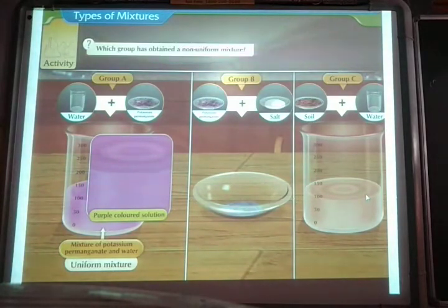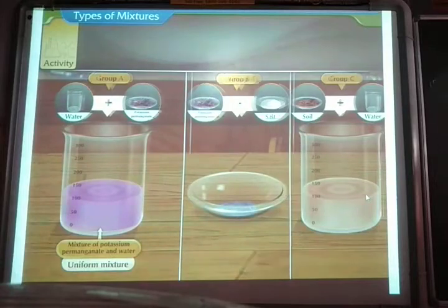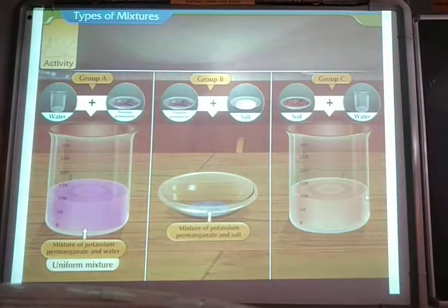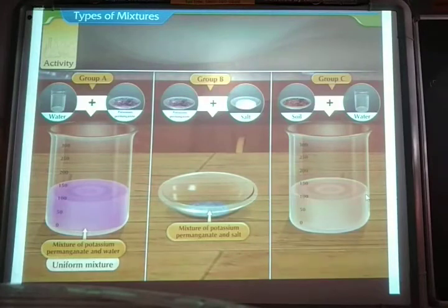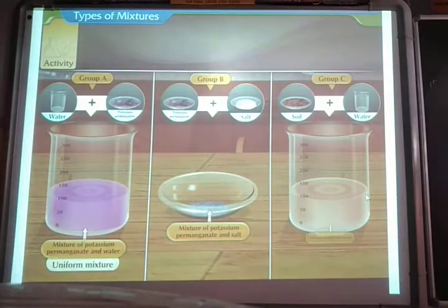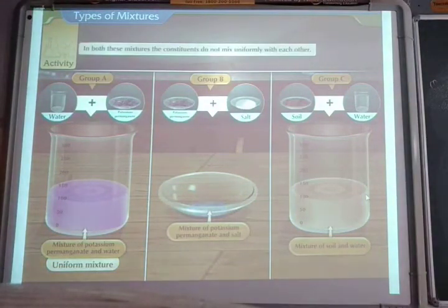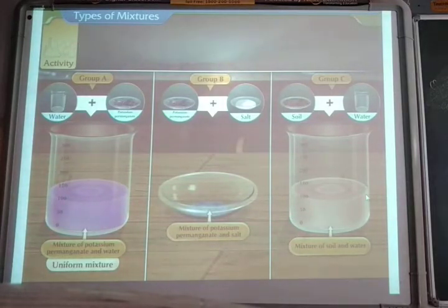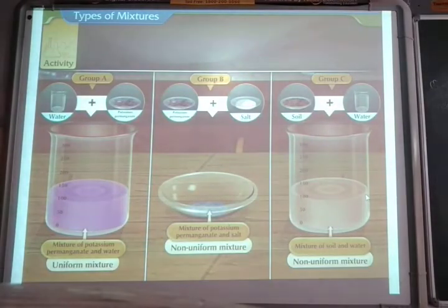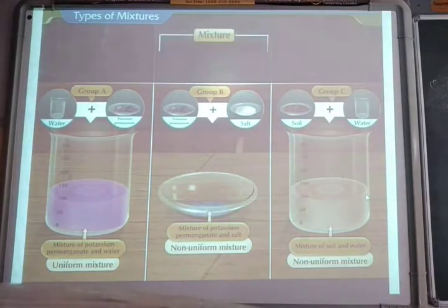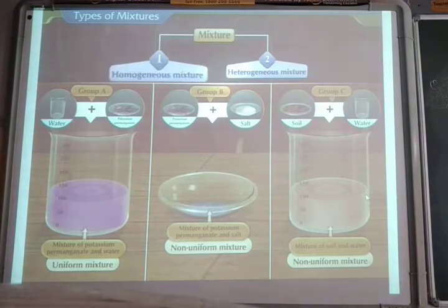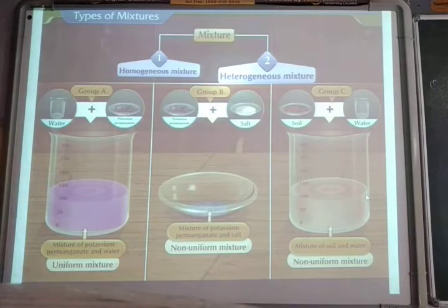Which group has obtained a non-uniform mixture? Group B has a mixture of potassium permanganate and salt. Group C has a mixture of soil and water. In both these mixtures, the constituents do not mix uniformly with each other. Hence, we can say that Group B and Group C have obtained non-uniform mixtures. Mixtures are of 2 types: homogeneous mixtures and heterogeneous mixtures.